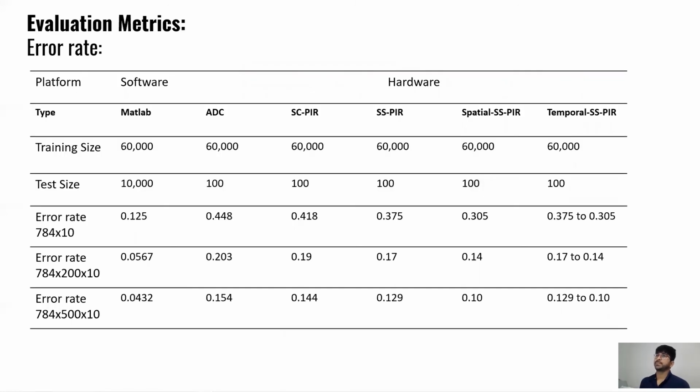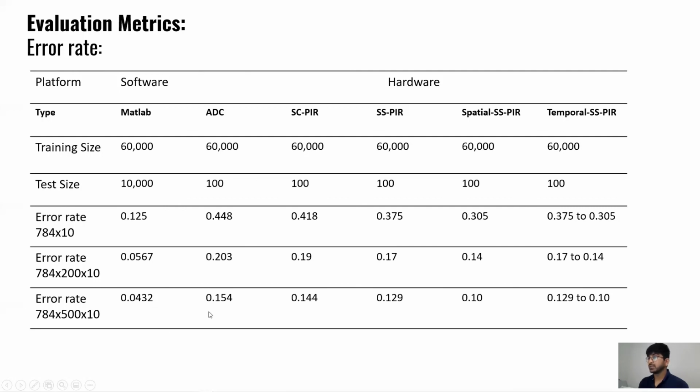So, evaluation metrics. The final evaluation metrics table is the figure that you are seeing here. After doing the software implementation, the error rate is 0.04 for the 784 by 500 by 10 network. That's for software, because the software implementation has the minimum error rate, but the execution time is very high. We are just comparing the hardware error rates. The first hardware error rate that we show here is the ADC circuit, then the ones with ADC, SCPIR, SSPIR, spatial SSPIR and temporal SSPIR.